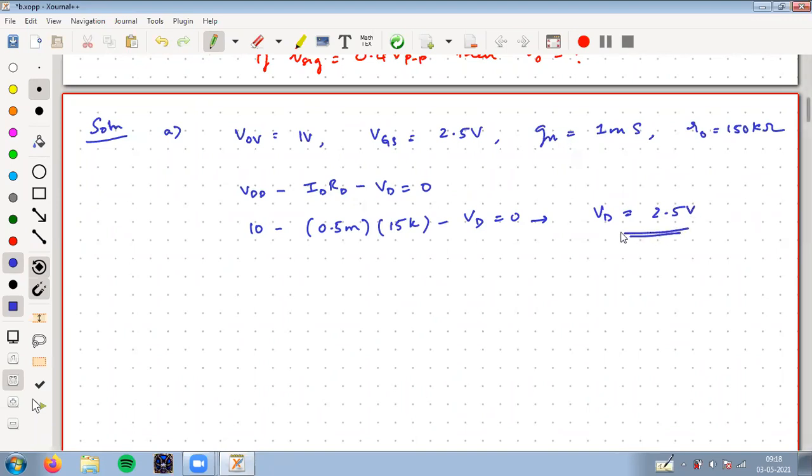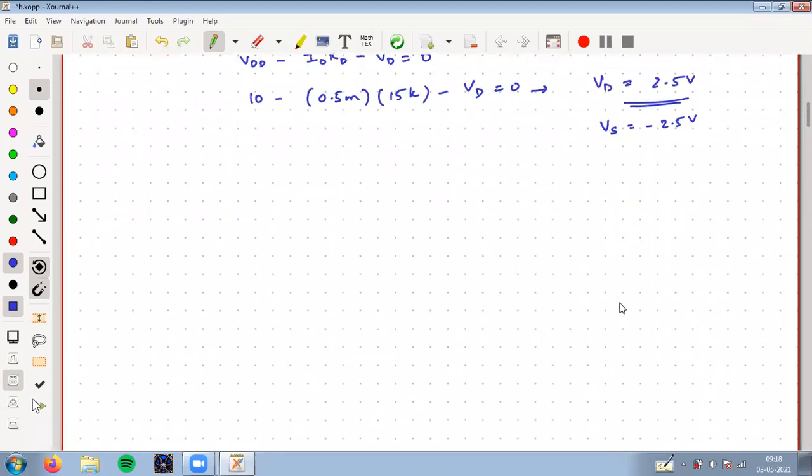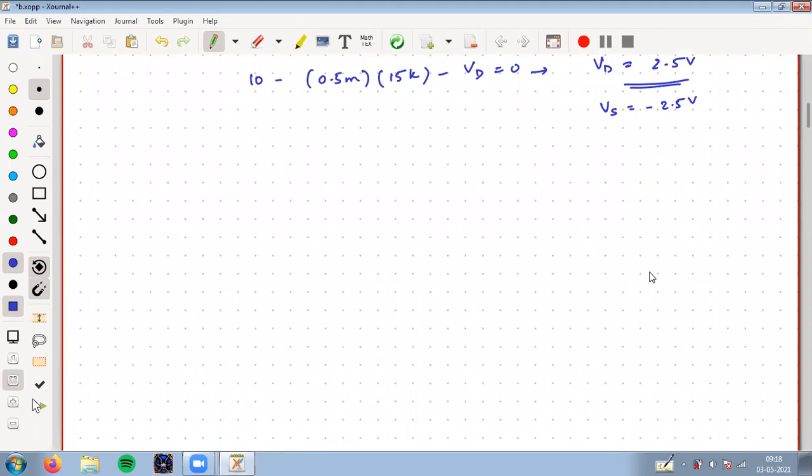Remember, VD is 2.5 volts. Vs is minus 2.5. Okay, Vs we got earlier, right? So this is the A part. For solving the B part, you actually have to draw the small signal model.